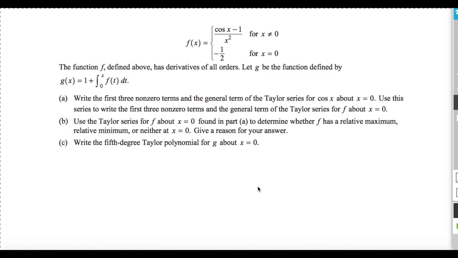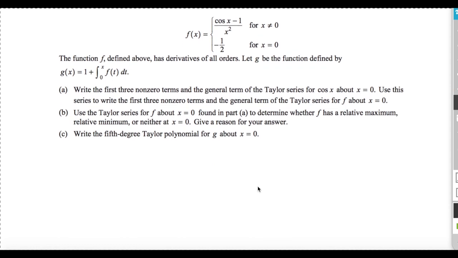Here we go, let's take a look. f of x is cosine of x minus 1 over x squared for x is not 0. When x is 0, negative half. All right, the function f is defined above. It has derivatives of all orders. Okay, it's got all its derivatives.